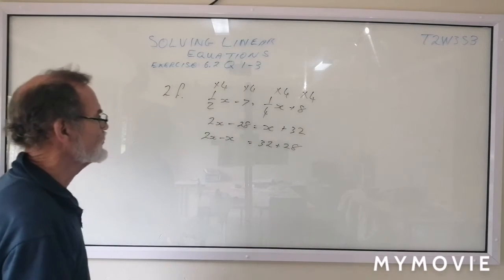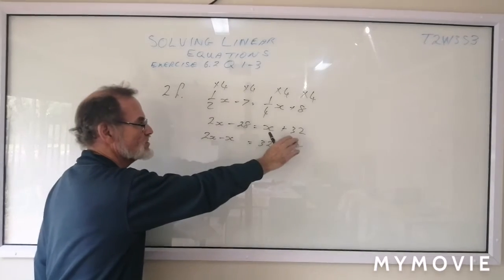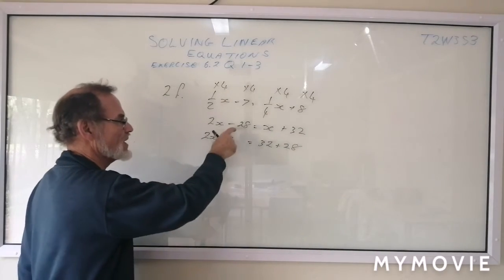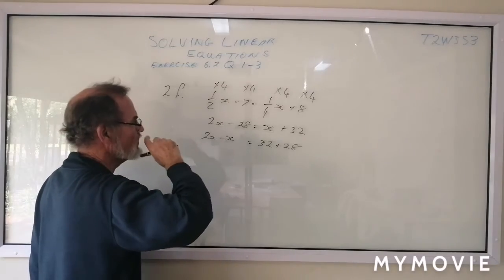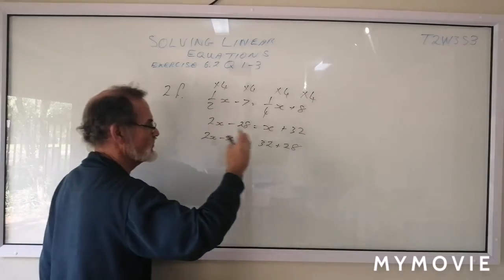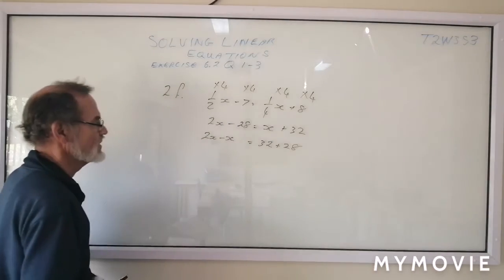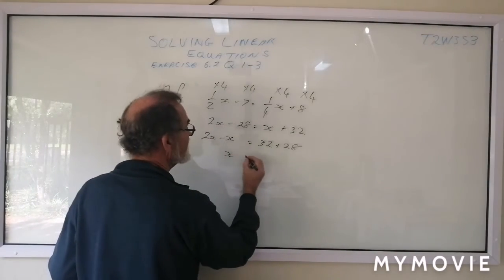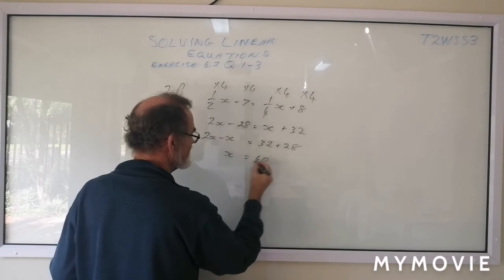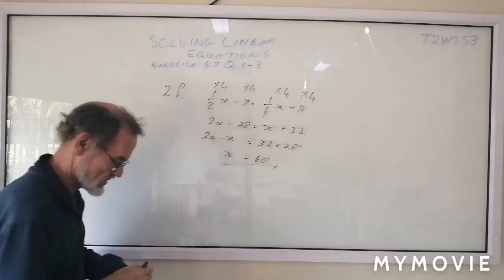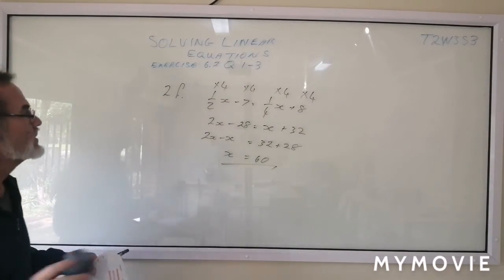Notice how when you move something over, the sign changes. If it's a minus, it becomes a plus. If it's multiplied, it divides. If it divides, you multiply. So we're left with x equal to 32 plus 28 is 60. And that's our answer. Right.